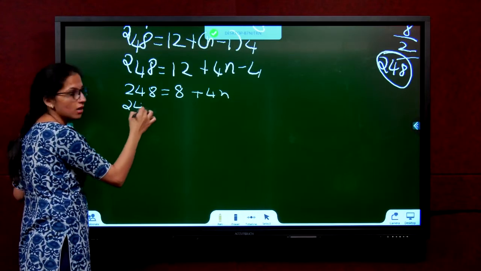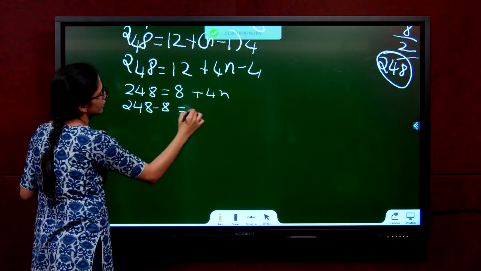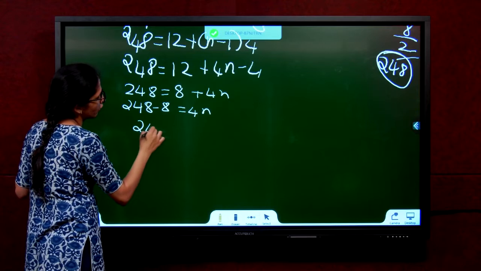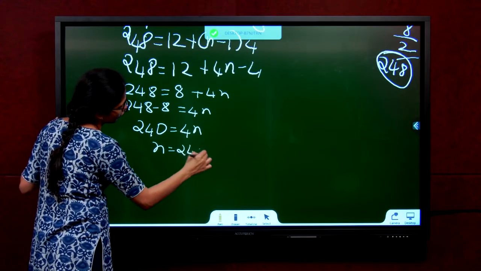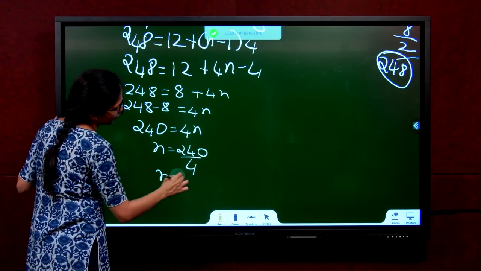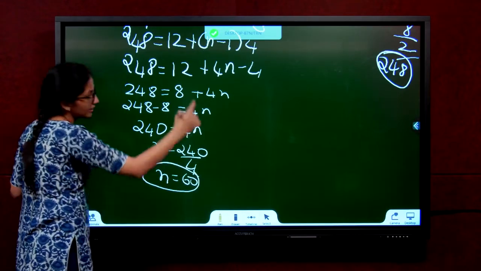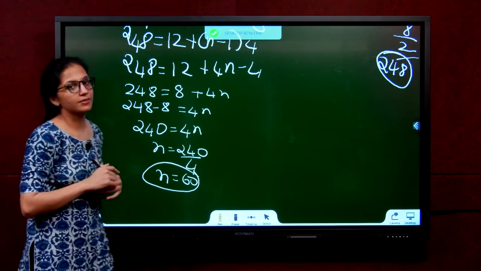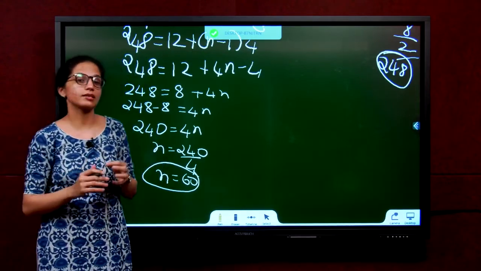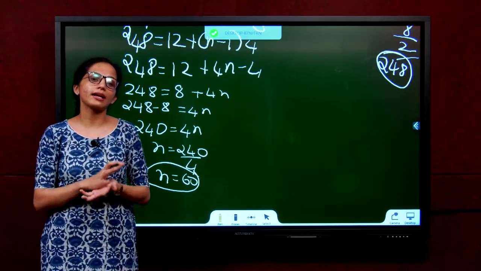8 comes this side. 248 minus 8 is equal to 4n. 240 is equal to 4n. n is equal to 240 by 4. n equals 60. That means the last term is the 60th term. So totally how many terms? 60 terms. There are 60 such numbers that are a multiple of 4 and lie between 10 and 248.